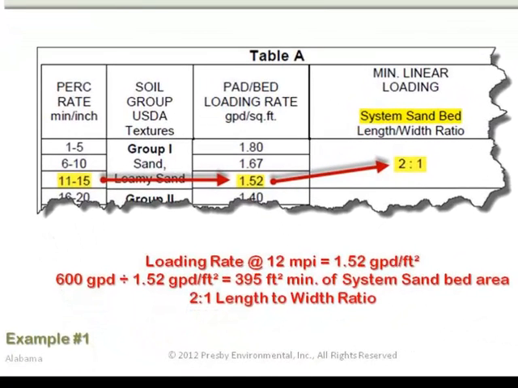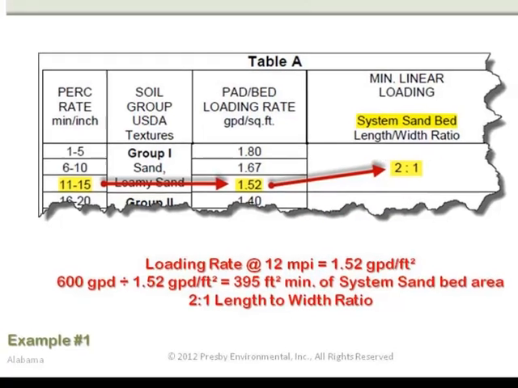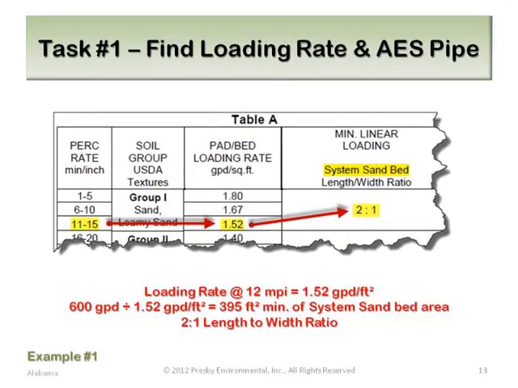Task 1 takes us to Table A, and we use the soil's 12-minute per inch perk rate to find the soil's loading rate of 1.52 gallons per day per square foot. Dividing our daily flow of 600 gallons by 1.52 requires a minimum of 395 square feet of system sand bed area, which is also known as the dispersal or basal area. We also note the minimum length to width ratio is 2:1. That means the sand bed must be at least twice as long as it is wide.